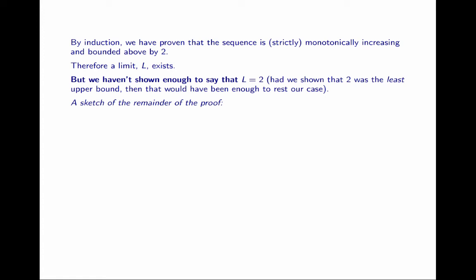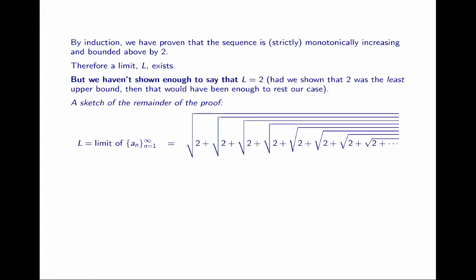So let's give a quick sketch of how we're going to show that this limit, which we're guaranteed to exist, must be 2. So here's the idea. That strange object equals L. That strange object looks like the square root of 2 plus that very same strange object, which equals L, implying that L squared equals 2 plus L. And there are only two numbers that solve that equation, -1 and 2.